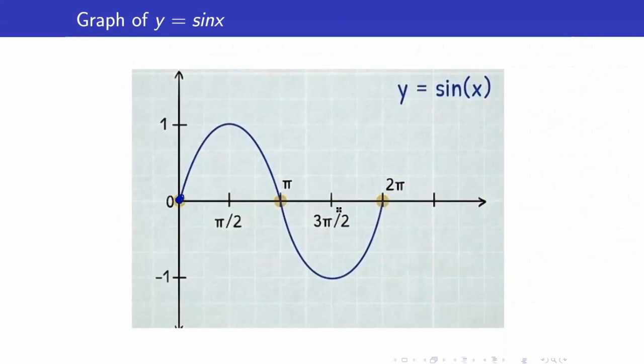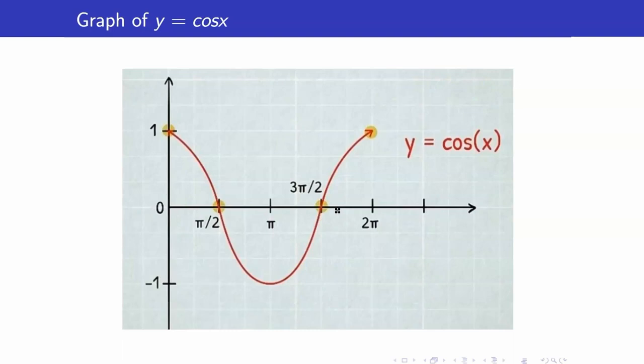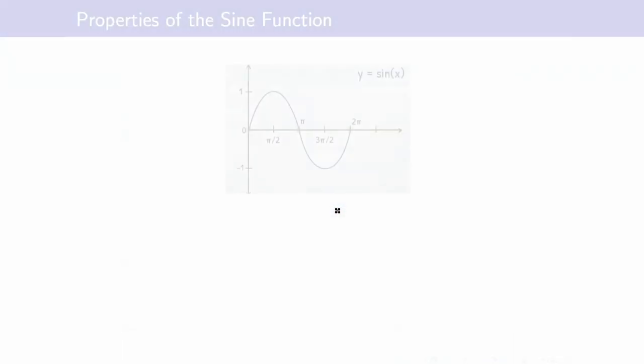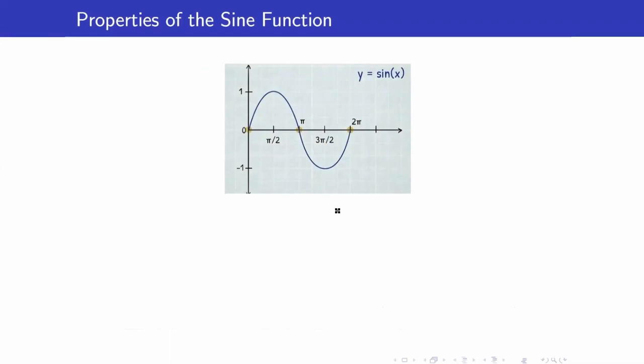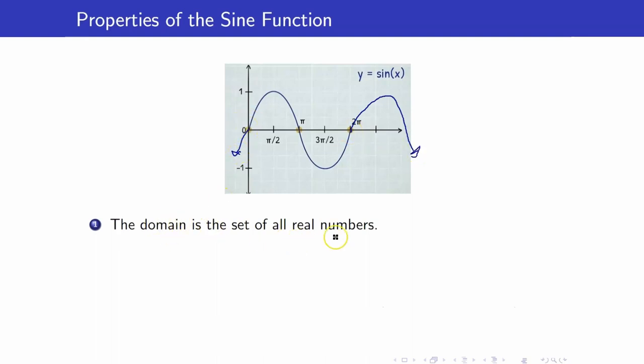Here is a summary of what we have just discussed earlier, the graphs of y equals sine x and y equals cosine x. So here are the properties of the sine function. First, the domain is the set of all real numbers. In my diagram over here, this is just one period, but of course, this one will just repeat itself. That's why the domain is the set of all real numbers, because all the numbers on the x-axis will have a corresponding y-coordinate.